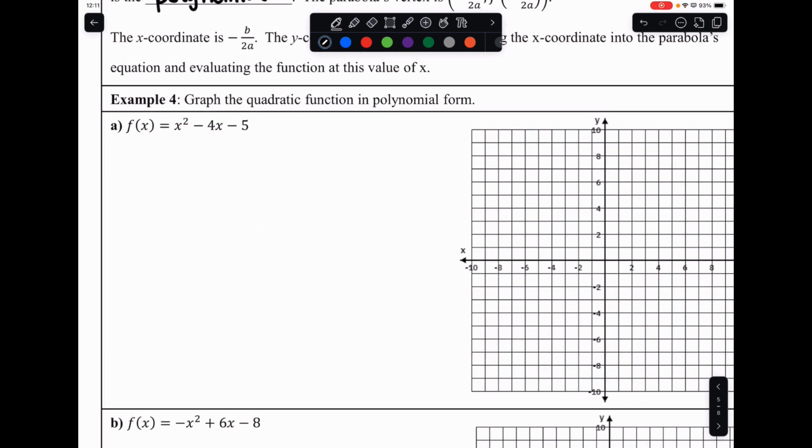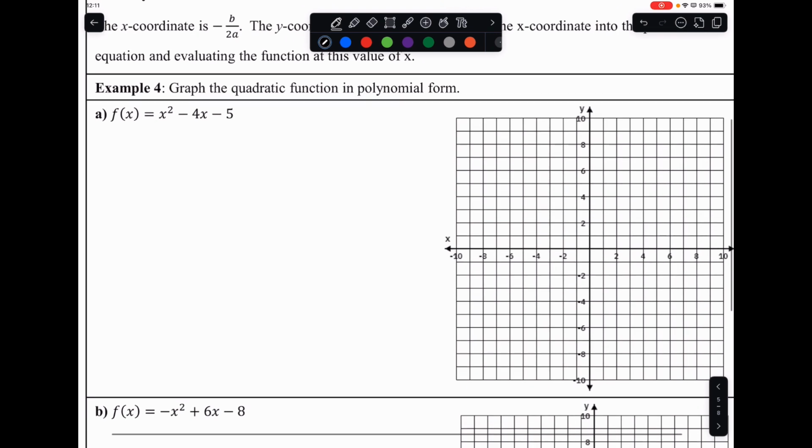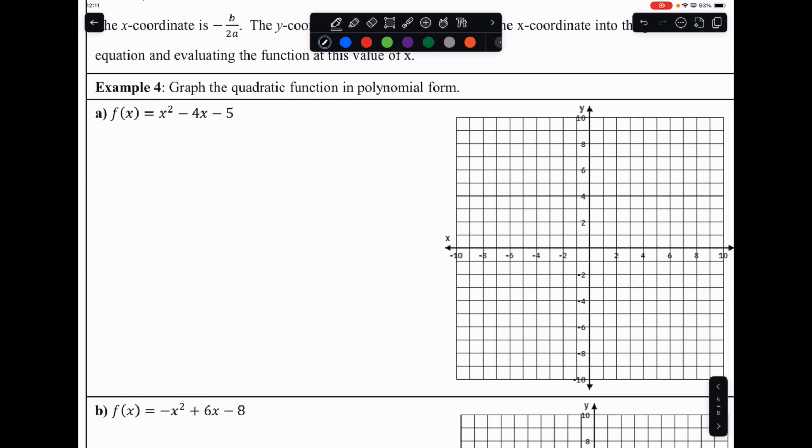So let's jump into example number 4a. Here we're going to graph the quadratic in its polynomial form. What we're going to use again is to identify what the vertex is. If we know where the vertex is, again, we can then find points that are going to make things easier to identify because we know the vertex is in the center of the parabola.